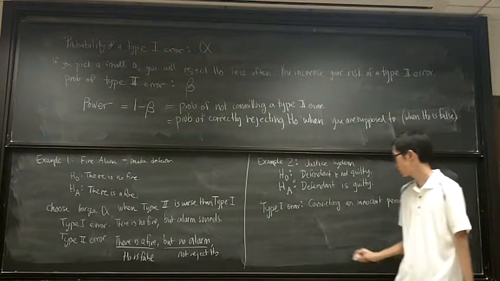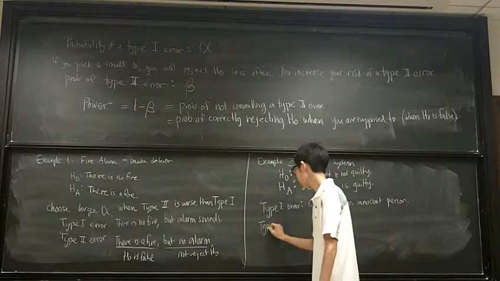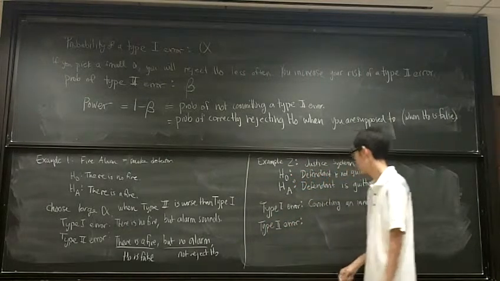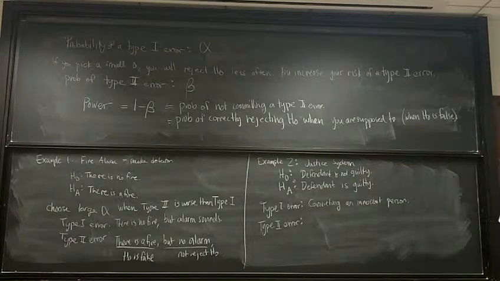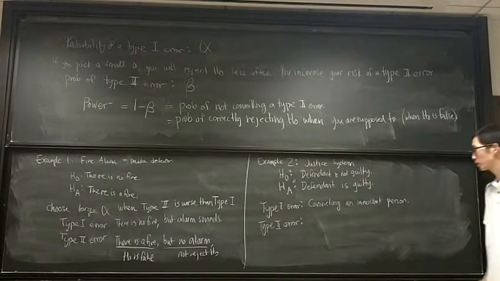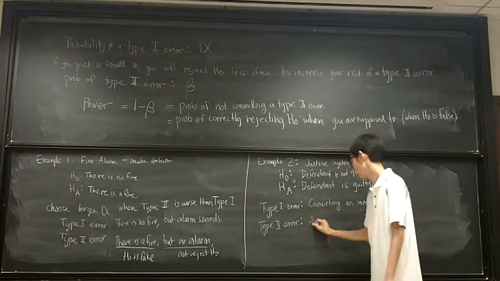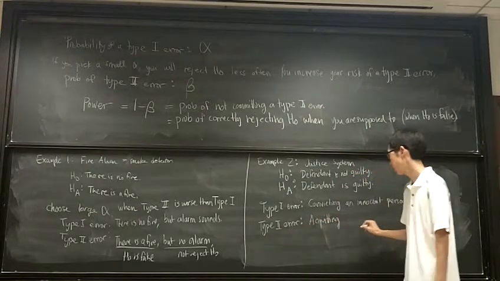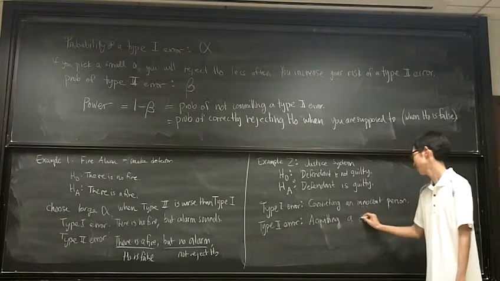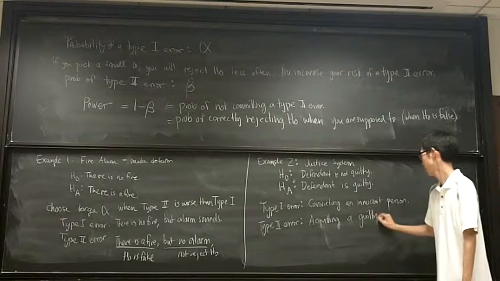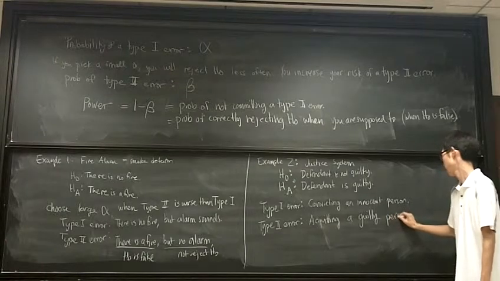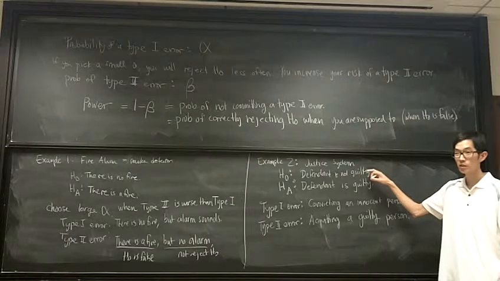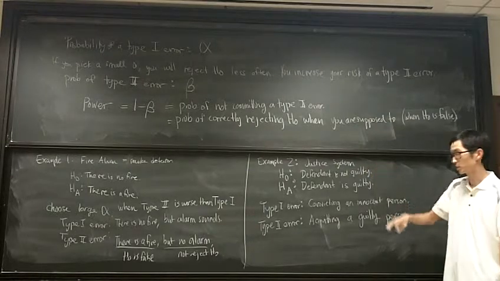Okay. And a type 2 error would be acquitting a guilty person. That's the right word, right? Acquit. Okay, that would be a type 2 error. You did not reject the null when the null was false.